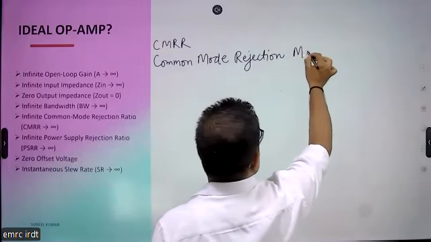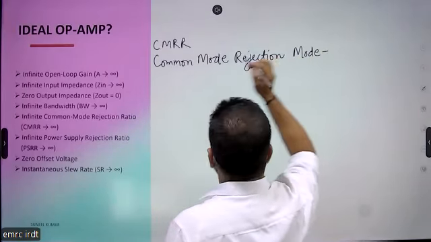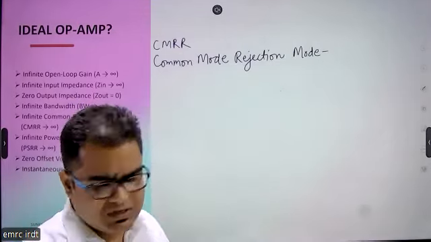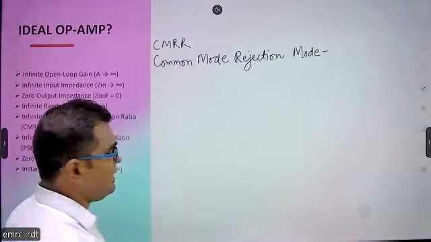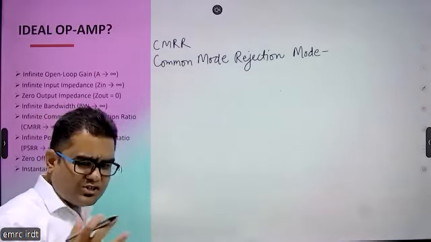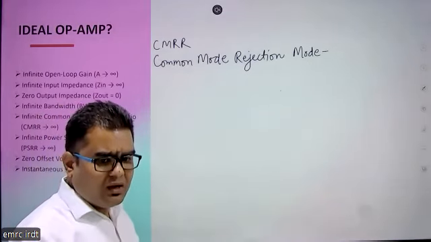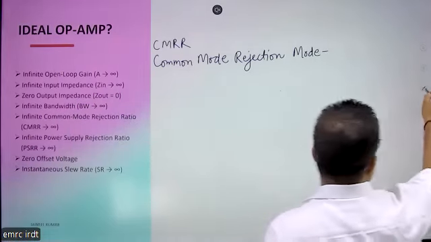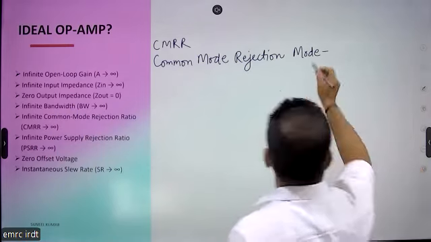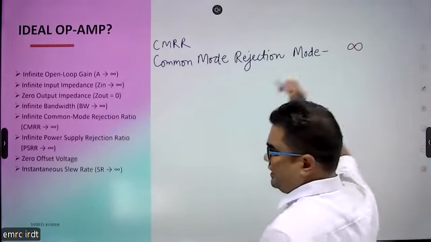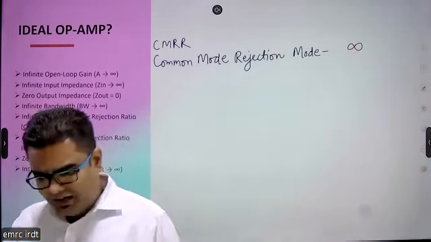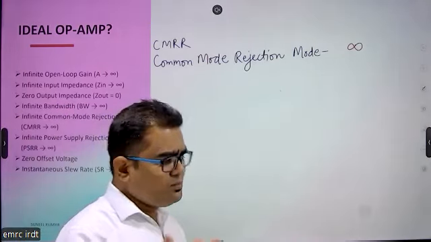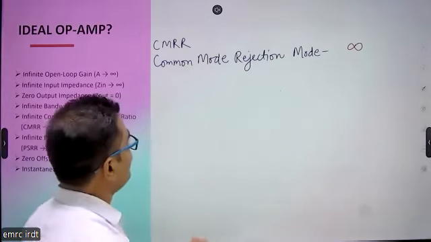Common mode rejection ratio. This term implies the noise rejection by an operational amplifier. How much noise can be rejected through the operational amplifier will be decided by the common mode rejection ratio, and ideally this must be infinite. If the value of CMRR is infinite, that means there is no noise present in the circuit of the operational amplifier.